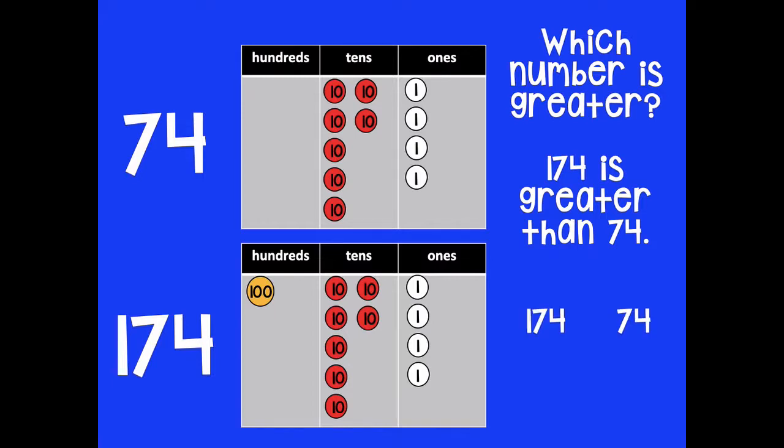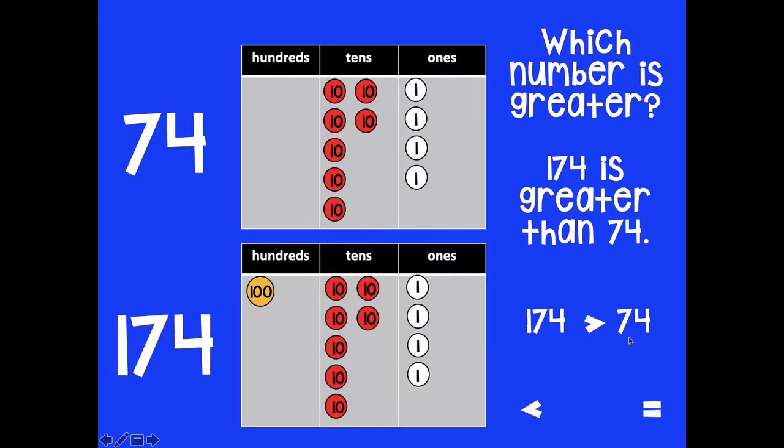So we can use symbols to describe that. We can use our less than, greater than, or equal to symbols to put in between those two numbers. So 174 is greater than 74. Think about the opening being larger, so that means it goes to the larger number. Like right here we have this space, but over here there's no space. So that's why the opening is larger, or greater, over here. So we would read this as 174 is greater than 74.